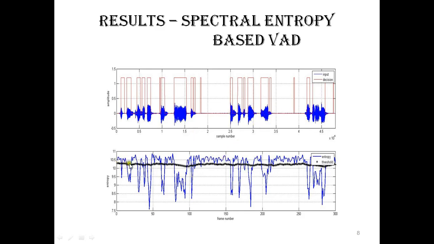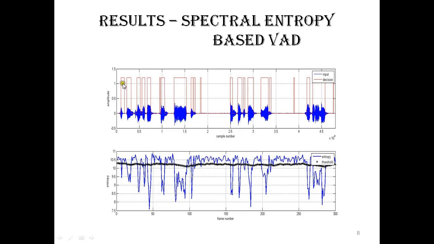So by having an adaptive thresholding scheme as shown by this black curve, we can decide that those time frames which correspond to entropy being less than this threshold have speech, and those regions in time which correspond to the entropy values being greater than this threshold correspond to the non-speech portions of the signal.